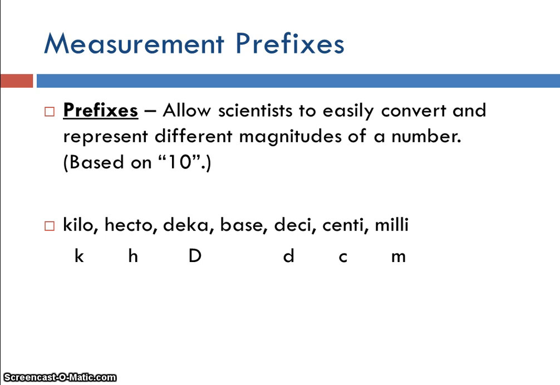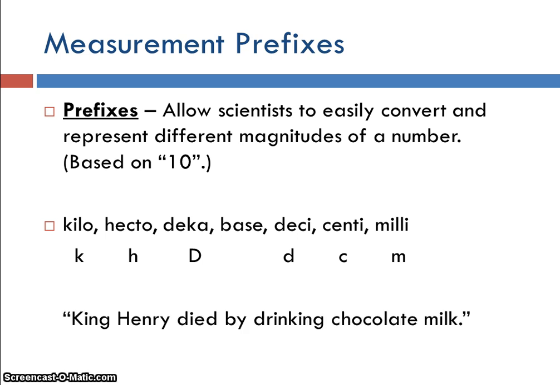One way you can remember these if you have trouble putting them in order is to say the sentence, King Henry died by drinking chocolate milk. Just keep in mind that the 2 D's are different. So deca is on the left and deci is on the right.